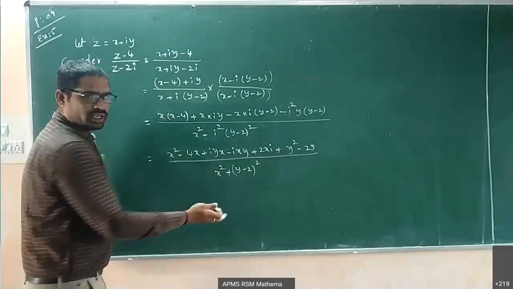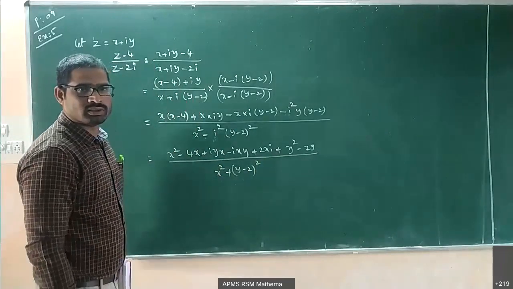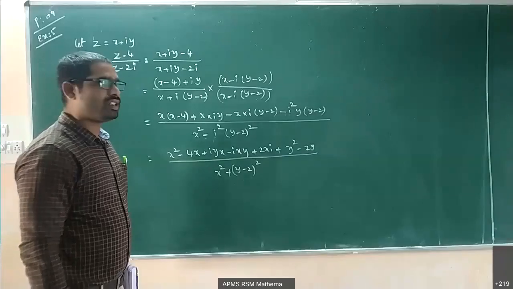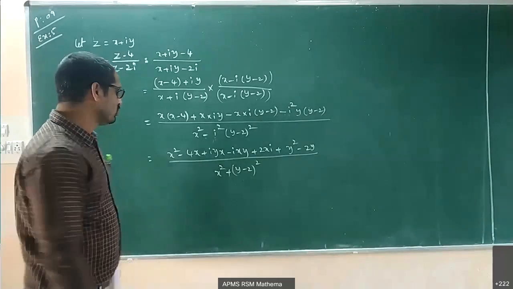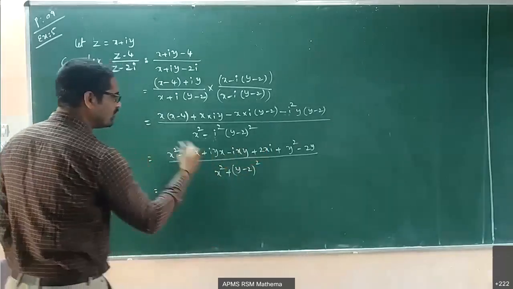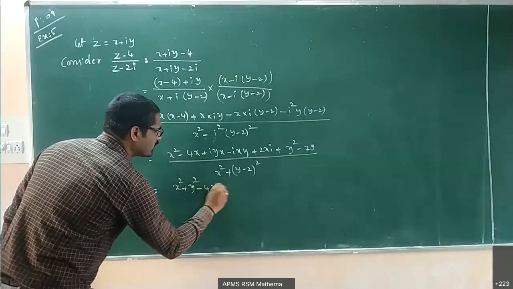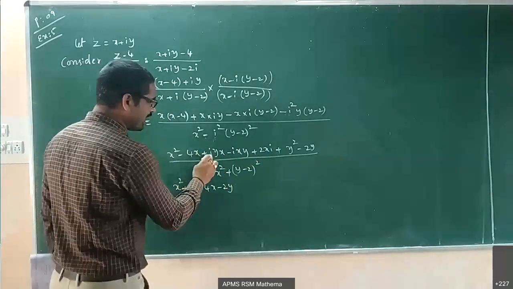Now in the denominator... So if I separate the real part terms of the numerator, we get x square plus y square minus 4x minus 2y.